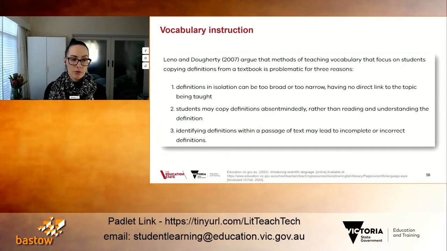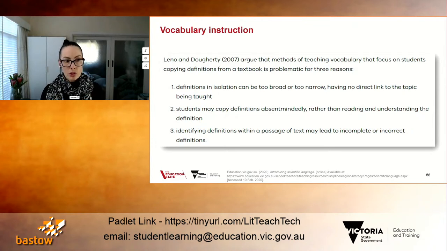Okay, I grabbed this from the science part of the toolkit, but it's still relevant to every vocabulary instruction. Researchers argue that methods of teaching vocab that focus on students copying definitions from a textbook are problematic. So when we're talking about vocab instruction, we're not just saying leave 3 minutes at the start of the lesson, get the kids to copy down these definitions, because we know that's not an effective way of getting our kids to really deeply understand the vocabulary required for the topic. The reason for that, number one: definitions in isolation can be too broad or too narrow, have no direct link to the topic being taught, especially if the word has multiple meanings.